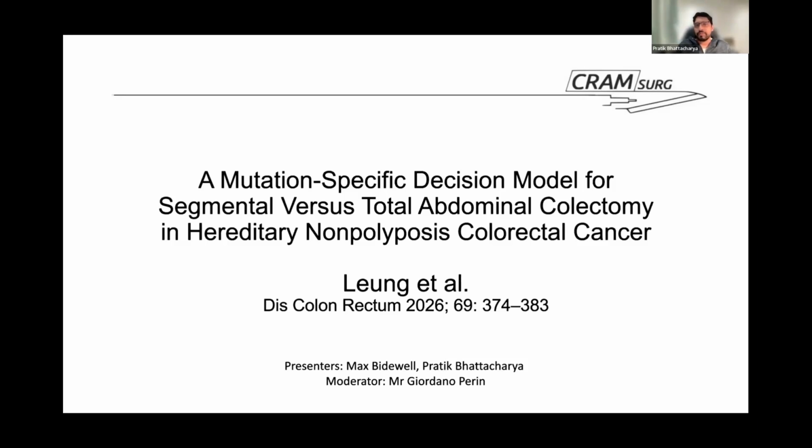And today we are going to be presenting a paper which is titled A Mutation-Specific Decision Model for Segmental versus Total Abdominal Colectomy in Hereditary Nonpolyposis Colorectal Cancer. This is by Leung et al. and has been published in Diseases of Colon and Rectum this year. I think it comes out of Mayo Clinic in America. Next slide, please, Max.